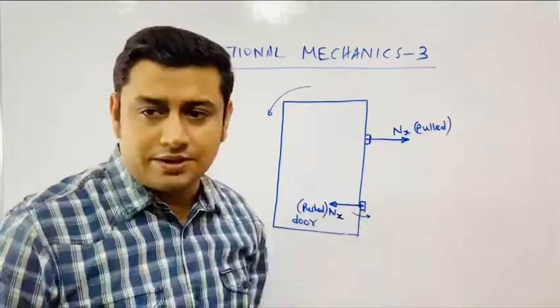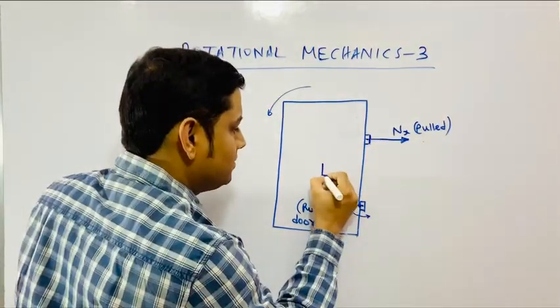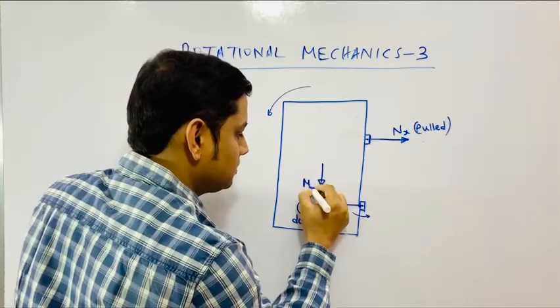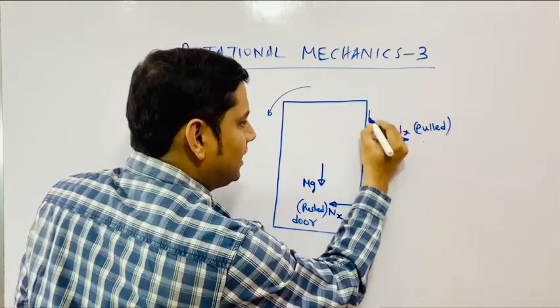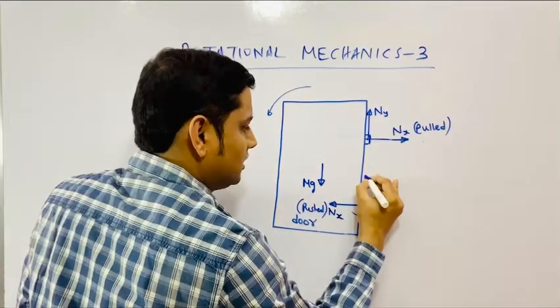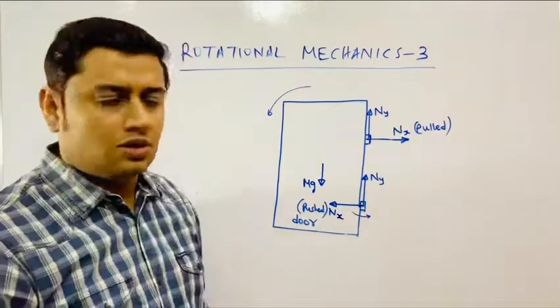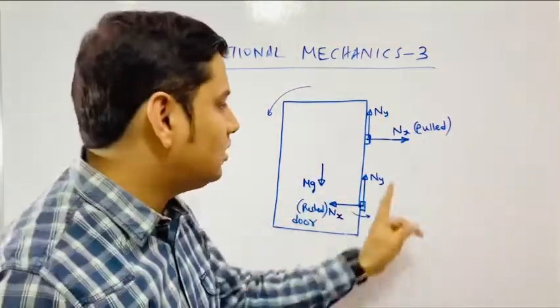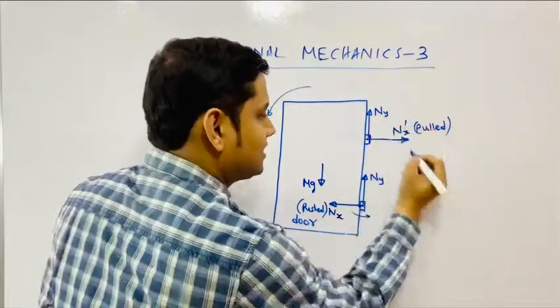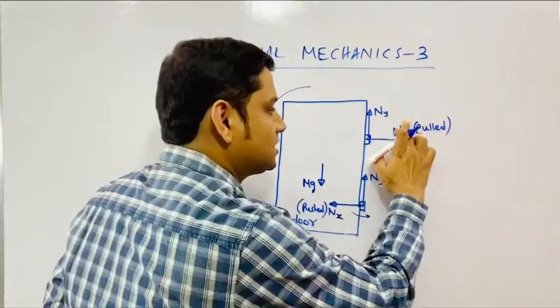Both must be the same. Why? Because the rest of the two forces are these. mg at the center of mass, there is a certain component Ny here, and there is a certain component Ny dash here. Now in the horizontal direction, there are only two forces, Nx and Nx dash, and they must cancel out. That means Nx is equal to Nx dash.